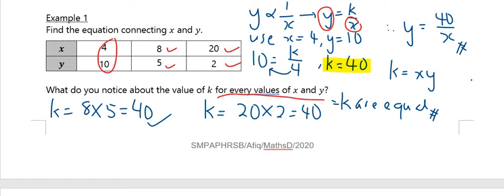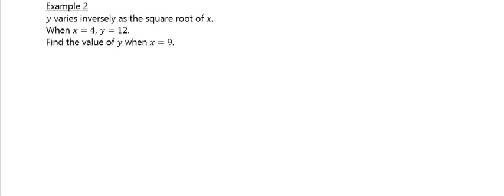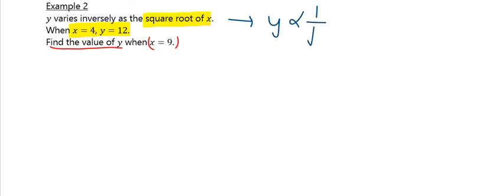For example 1, you can look at the workings. Let's proceed to example number 2. Y varies inversely as the square root of x, and when x equals 4, y equals 12. The question asks you to find the value of y when x equals 9. Let's begin with what we have, which is y varies inversely as the square root of x. So here is your initial equation, but you can change it into y equals k over square root of x.